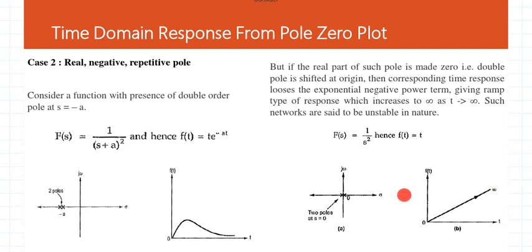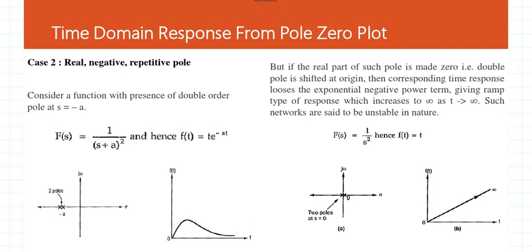Therefore, we can summarize that if the repetitive poles lie at the origin, the output is unstable in nature. Such networks are said to be unstable because as the time increases, the magnitude of the signal in the time domain response tends to infinity. Therefore, if there are repetitive poles at the origin, the network becomes unstable. Whereas if the repetitive poles lie in the left half of the S-plane, the system is always stable in nature.